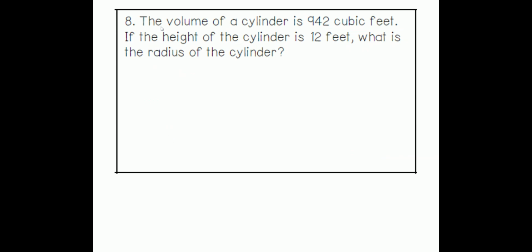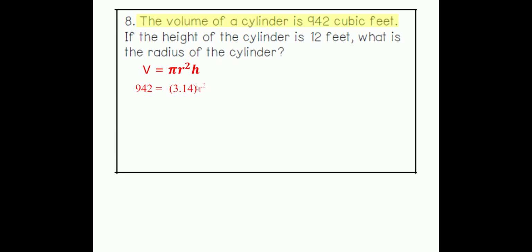Let's try this one. The volume of a cylinder is 942 cubic feet. If the height of the cylinder is 12 feet, what is the radius of the cylinder? Now they're asking us for the radius, so we're going to go back to the other formula we use, which is volume equals pi r squared h. So the volume of the cylinder is 942 cubic feet. That means V is 942. Well, we know pi, which is 3.14.